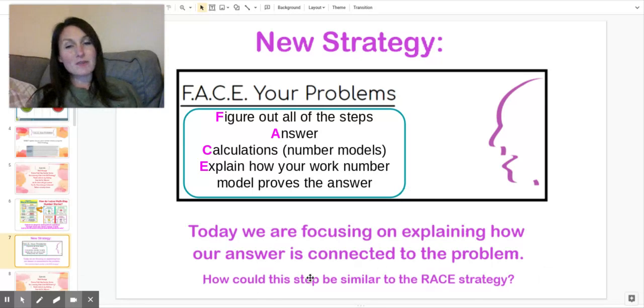And this is something that should be similar to the RACE strategy that we use for reading, right? When we write out our answers for our reading, when we think of RACE, we restate, answer, cite, explain. So this is the same thing, except instead of restating the question, we figure out all the steps for math. Okay, there's that extra thing here. So I'm going to go ahead and pause here, and then I'm going to show you how I can solve and then figure this out on my own.